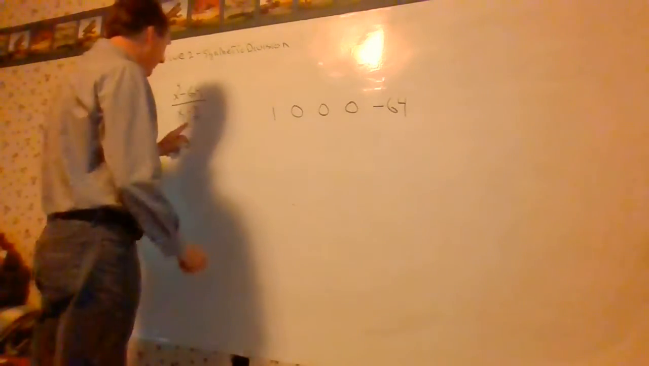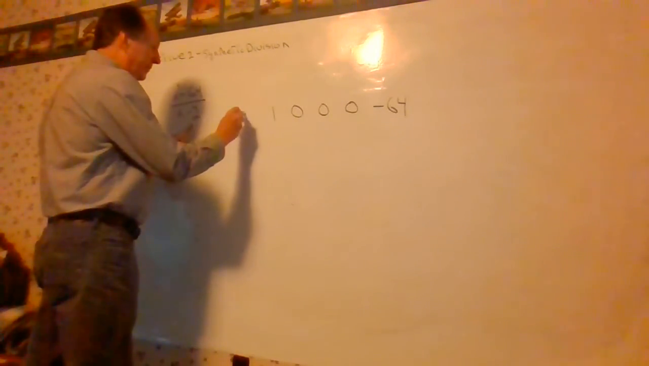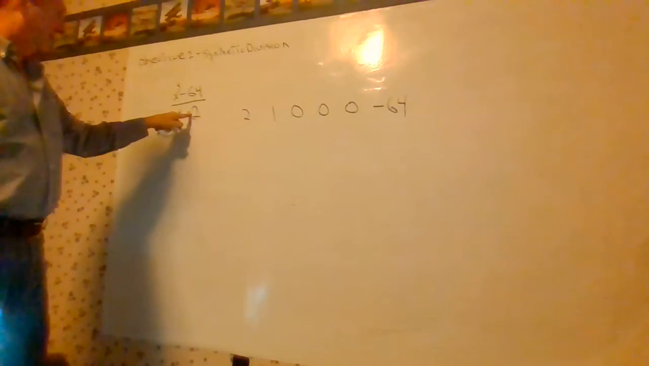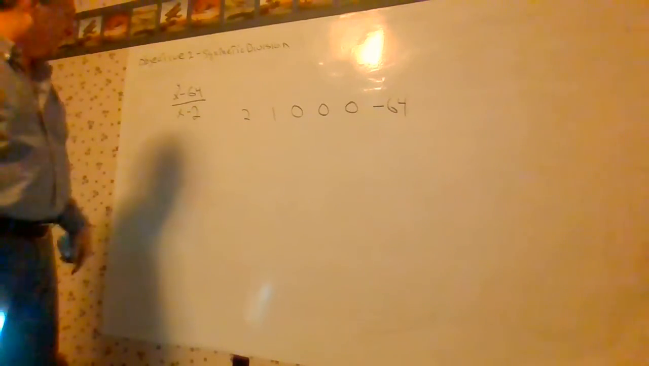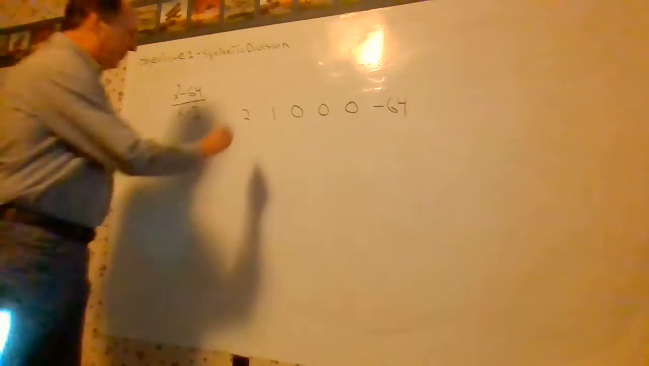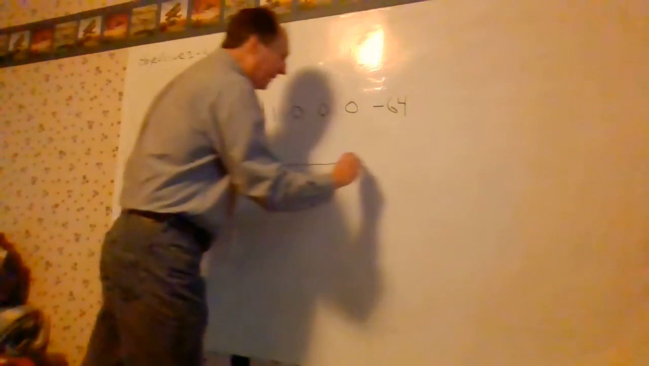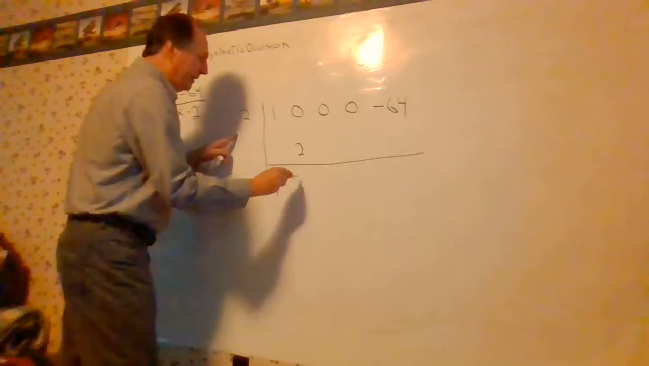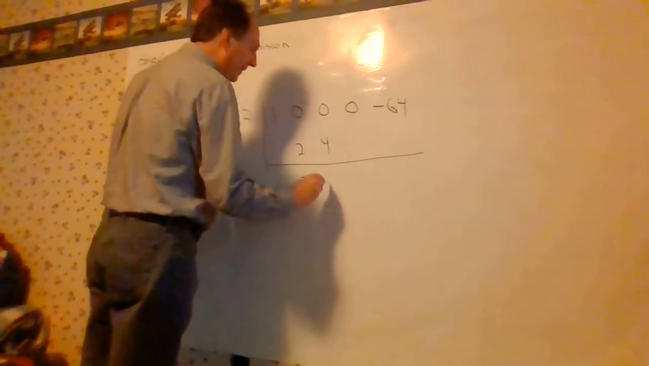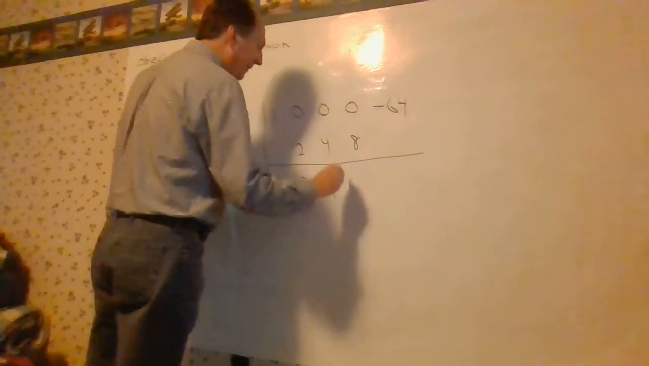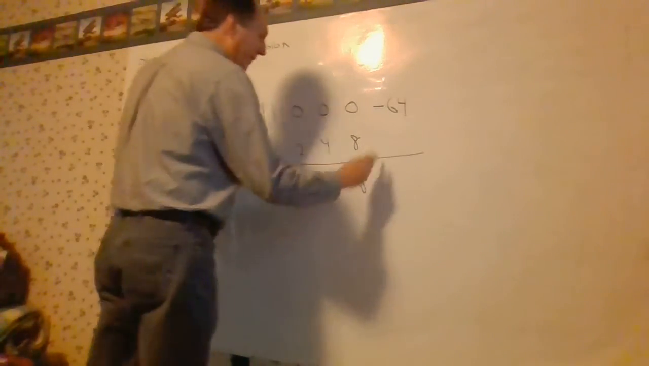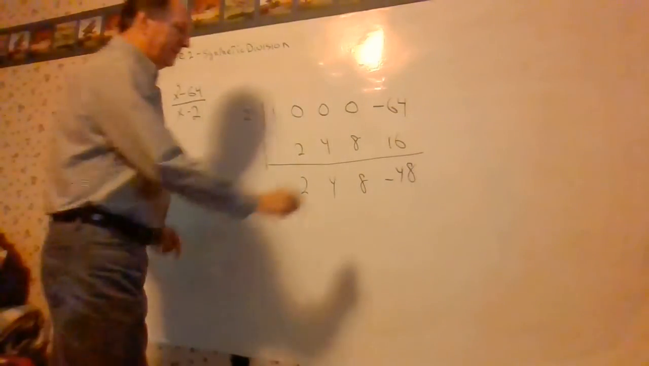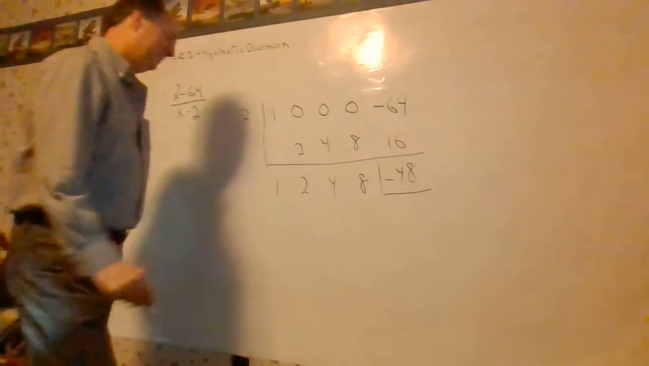So we need a placeholder. The 0 is 2, so we put a 2 here. You can also remember it's the opposite of that number. If that were plus 2, that would be negative 2. That's negative 2, so it's plus 2. Draw our box, and then bring the 1 down. 2 times 1 is 2, add. 2 times 2 is 4, add. 2 times 4 is 8, add. 2 times 8 is 16, add. Negative 48. Box this in.